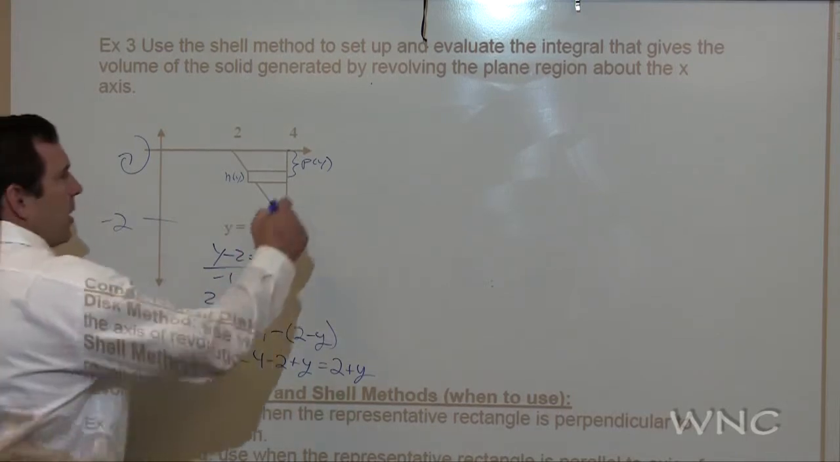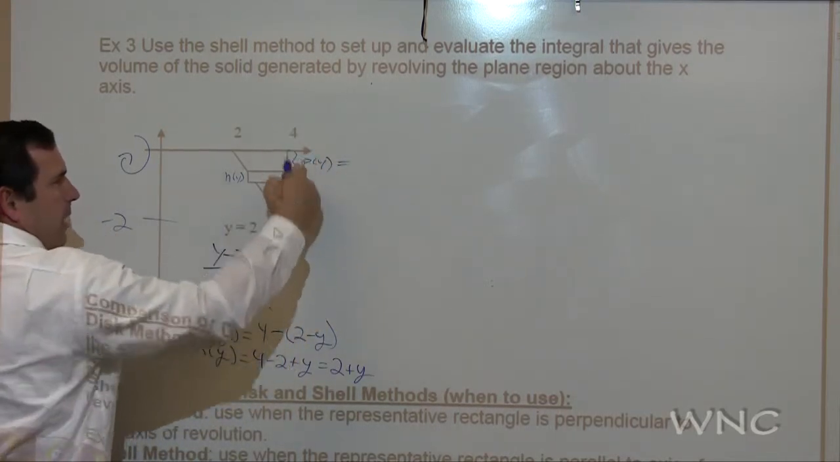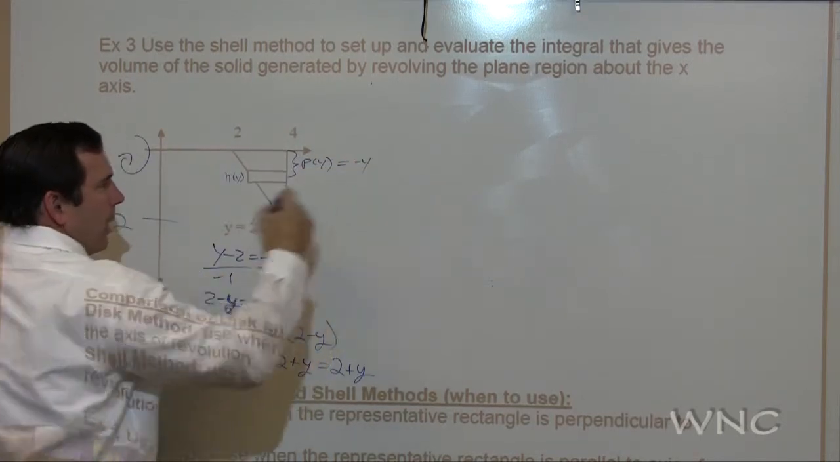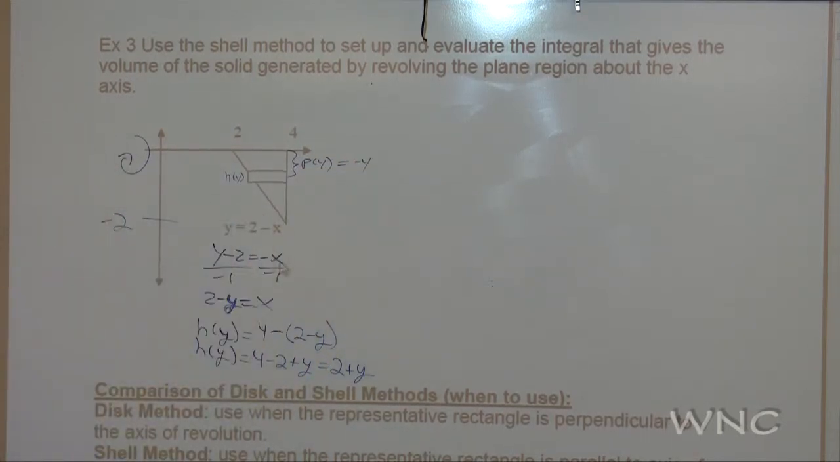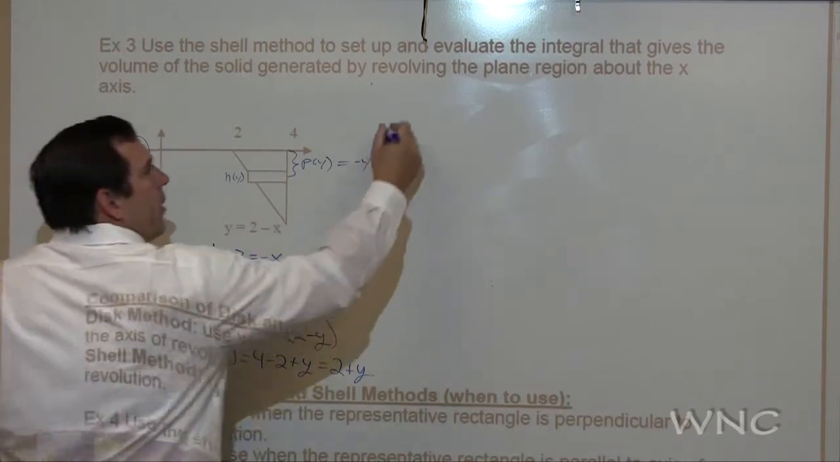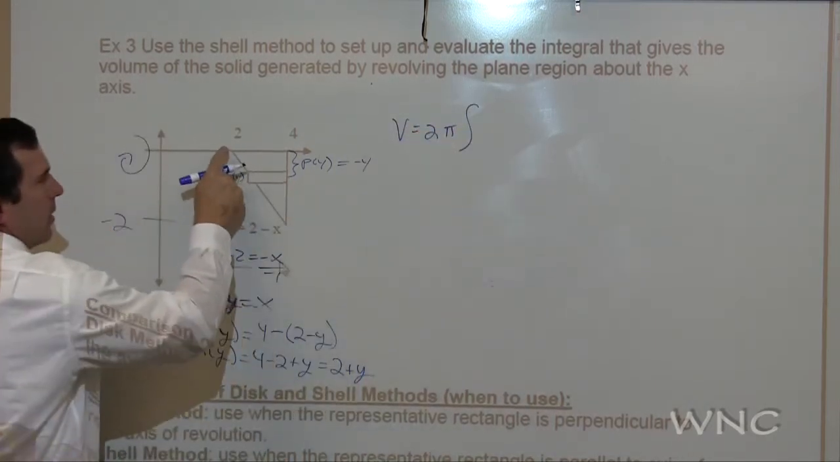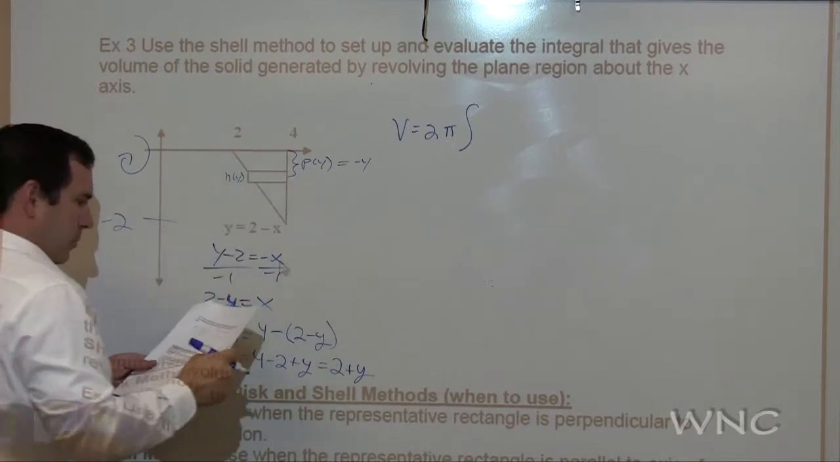Okay, now what's our p of y going to be? It's going down in the negative direction. It is touching the axis, so it's just going to be negative y. Okay, so there's a little more setup here. Our volume is, again, 2 pi times the integral, this time from 2 to 4.